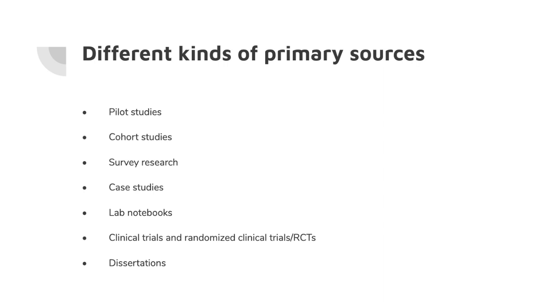Different kinds of primary sources include pilot studies, cohort studies, survey research, case studies, lab notebooks, clinical trials and randomized clinical trials, dissertations. Some of these sources are peer-reviewed and some are not.